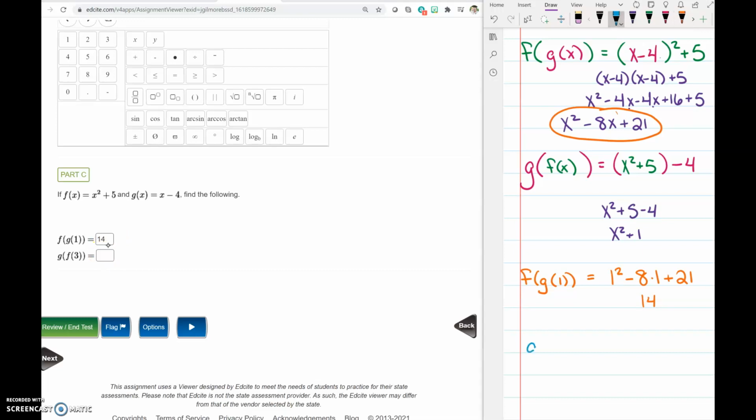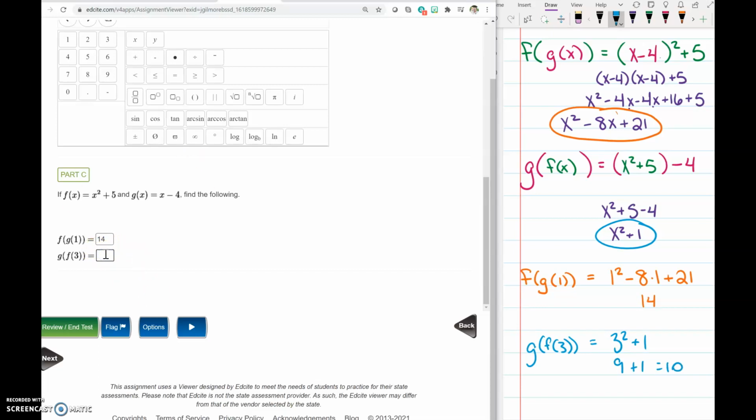Next, they want g of f of 3. We have the g of f of x function. That's here. That's the x squared plus 1. We need to plug 3 into that. 3 squared plus 1. 3 squared is 9. 9 plus 1 is 10. So our answer there is 10.